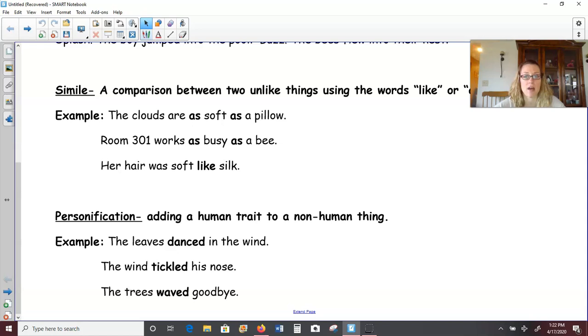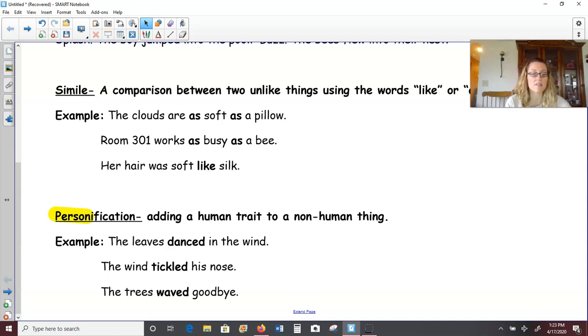In the word personification, there's actually a hidden word. If you look at the very beginning, it says person. A person is like you and me. When we use personification, we're adding a human trait to a non-human thing. For example, the leaves danced in the wind. Leaves are not people, they're not humans, so they don't dance. But when we say they danced in the wind, that's just a really fun, fancy way of saying how they are falling down from the tree.